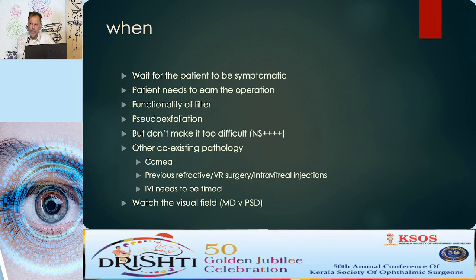Again, you want your patient to earn the surgery. This is an operation that could potentially lead to the bleb failing, so you want this patient to be symptomatic at least. Having said that, you don't wait till it becomes a really difficult operation. Because like I said, the one thing you have to do is get a safe operation without a vitrectomy. Anything else, a glaucoma surgeon will be able to manage. Okay.